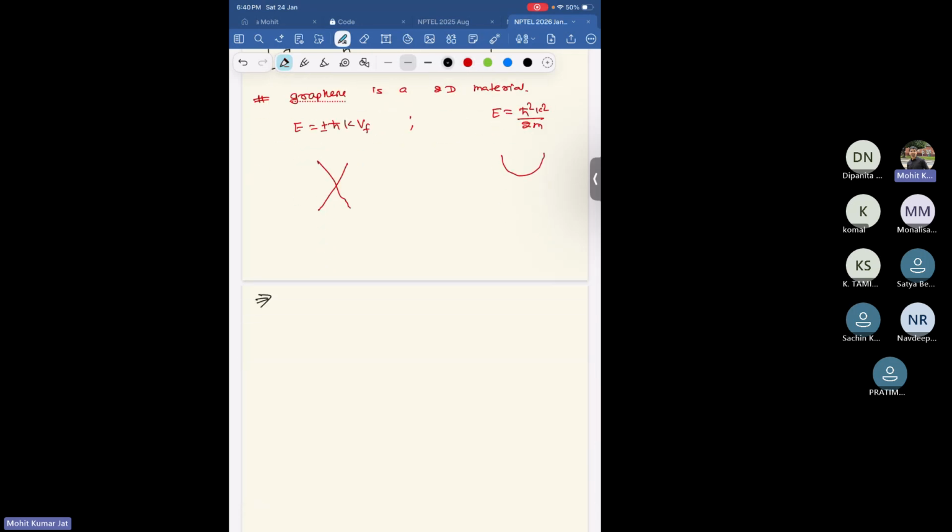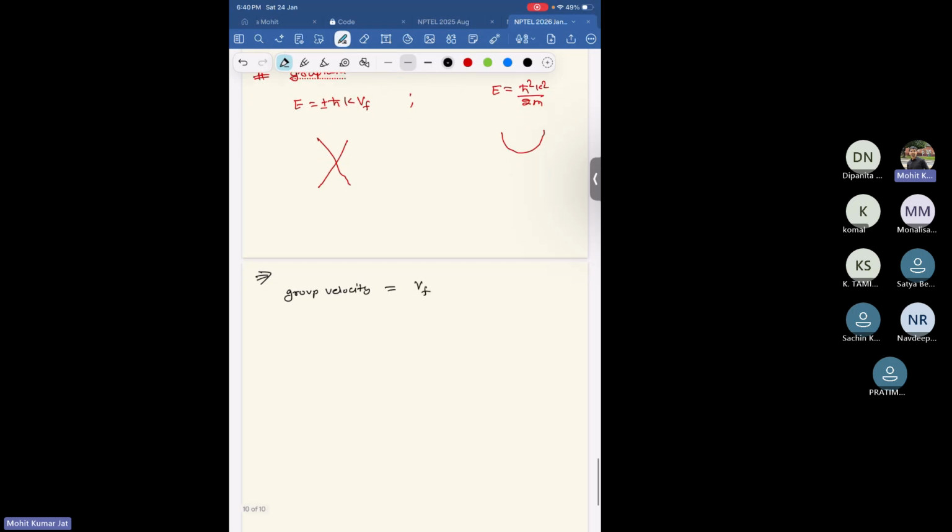And along with this, the group velocity is also constant, vF, which is given by the slope of this line. And the vF for graphene is about 1 into 10 power 6 meters per second.